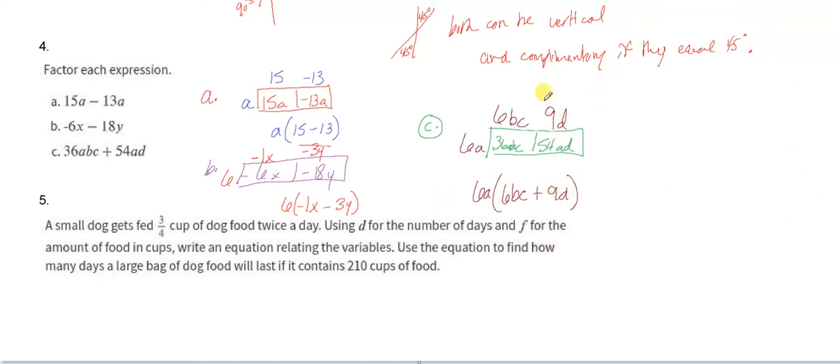Let's move on to the last part here, and let's set up a table. As I've read this one ahead, you've got a small dog that's being fed a certain amount of cups over days. So it looks like they get 3/4 of a cup twice a day. So I guess you could say that you get 3/4 every half day based on that. So the question is, write an equation relating the variables and use it to help you find out for 210 cups how long it would take for that to take place.